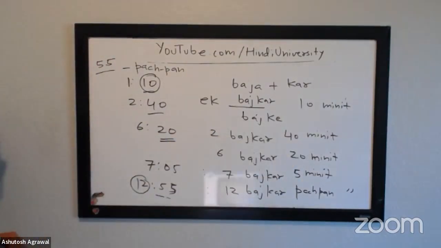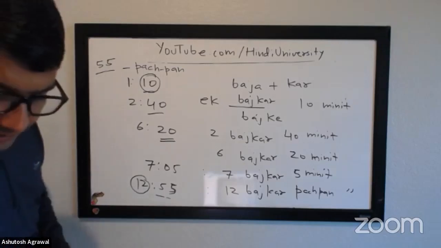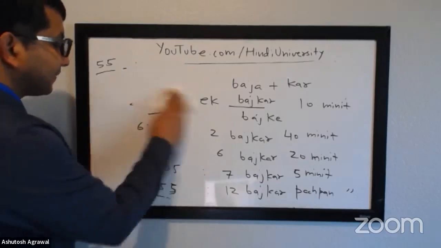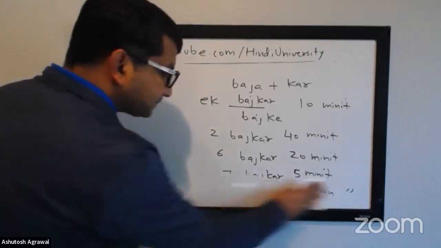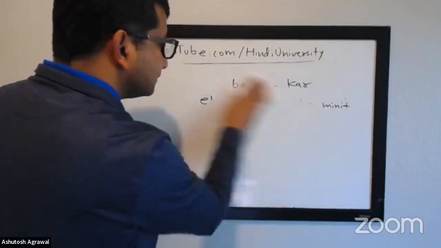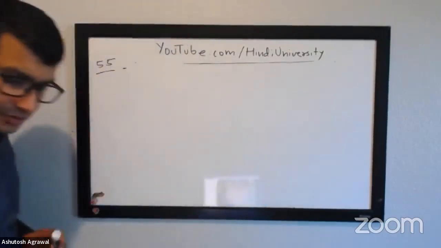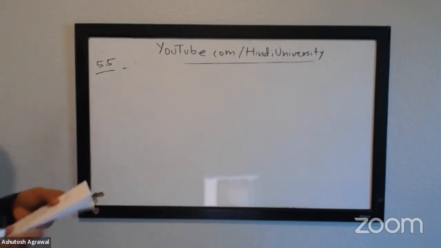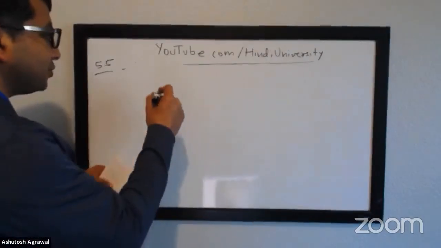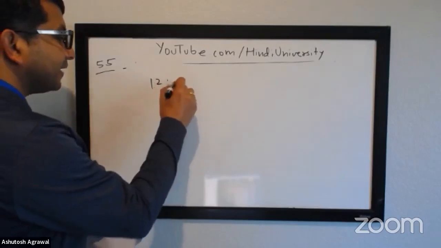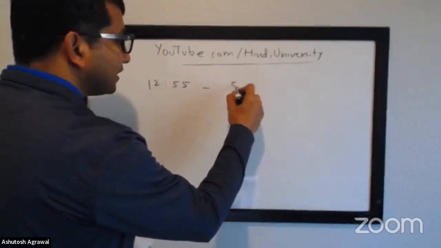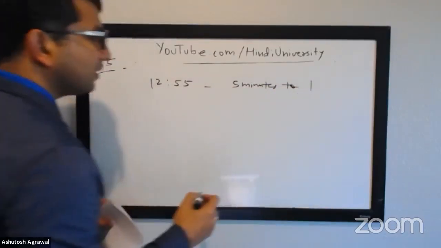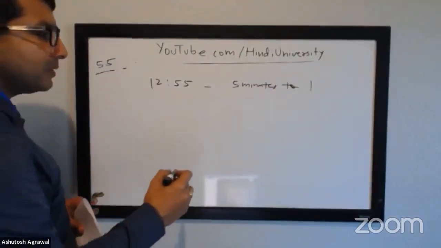Yeah. So now we'll do the other variation, which is what Linda ji mentioned. Let's say imagine you have 12:55. In English, you would say it's 5 minutes to one, right? It's 5 minutes to one, right?